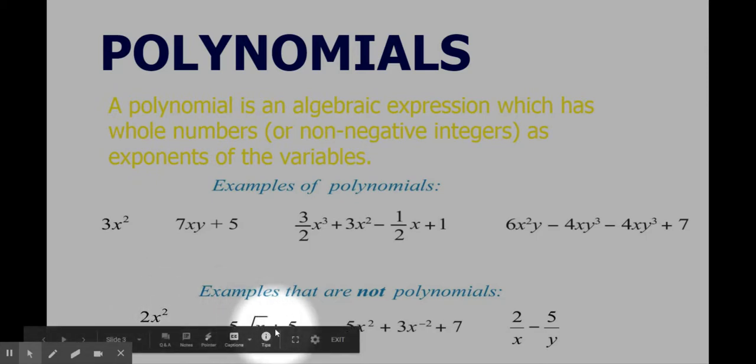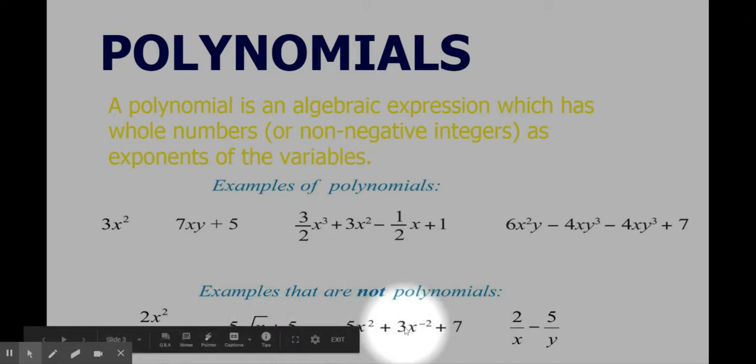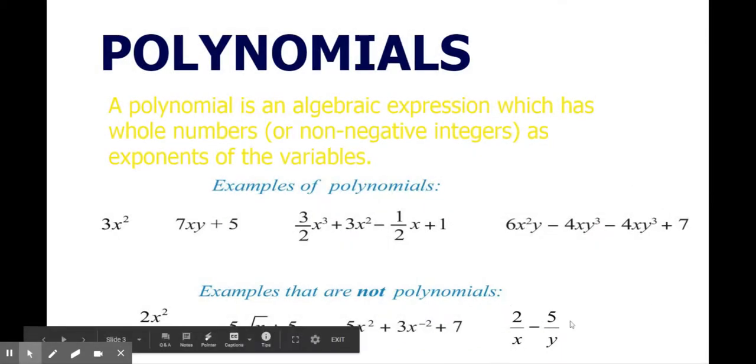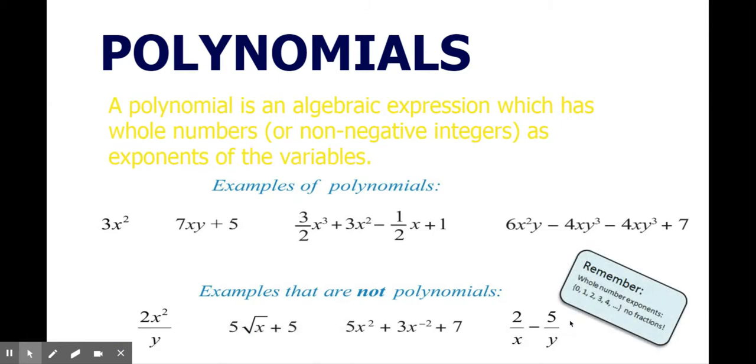Here we have 5 root x plus 5. That means x has the power half. It is not a polynomial. The powers cannot be fractions. Here we have the power as negative 2 in one of the variables. And here it can be written as 2x raised to power negative 1 minus 5y raised to power negative 1. This is also not a polynomial. So remember that whole numbers should be exponents and there should be no fractions.